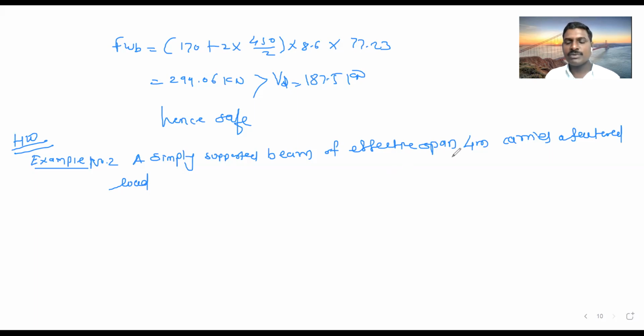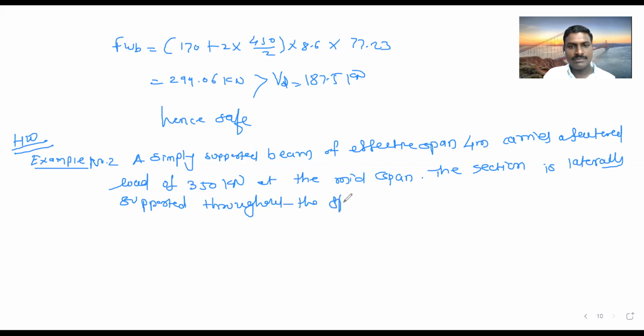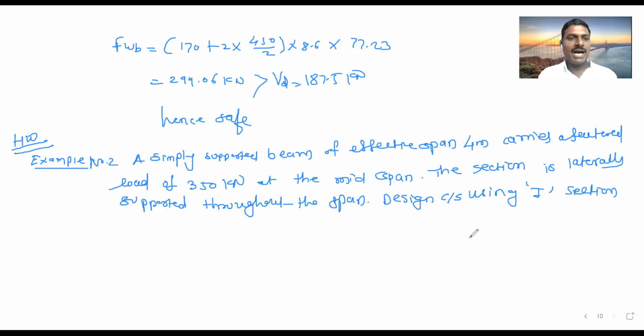A simply supported beam of effective span 4 meter carries a factored load of 350 kilonewton at the midspan. The section is laterally supported throughout the span. Design cross section using I section.